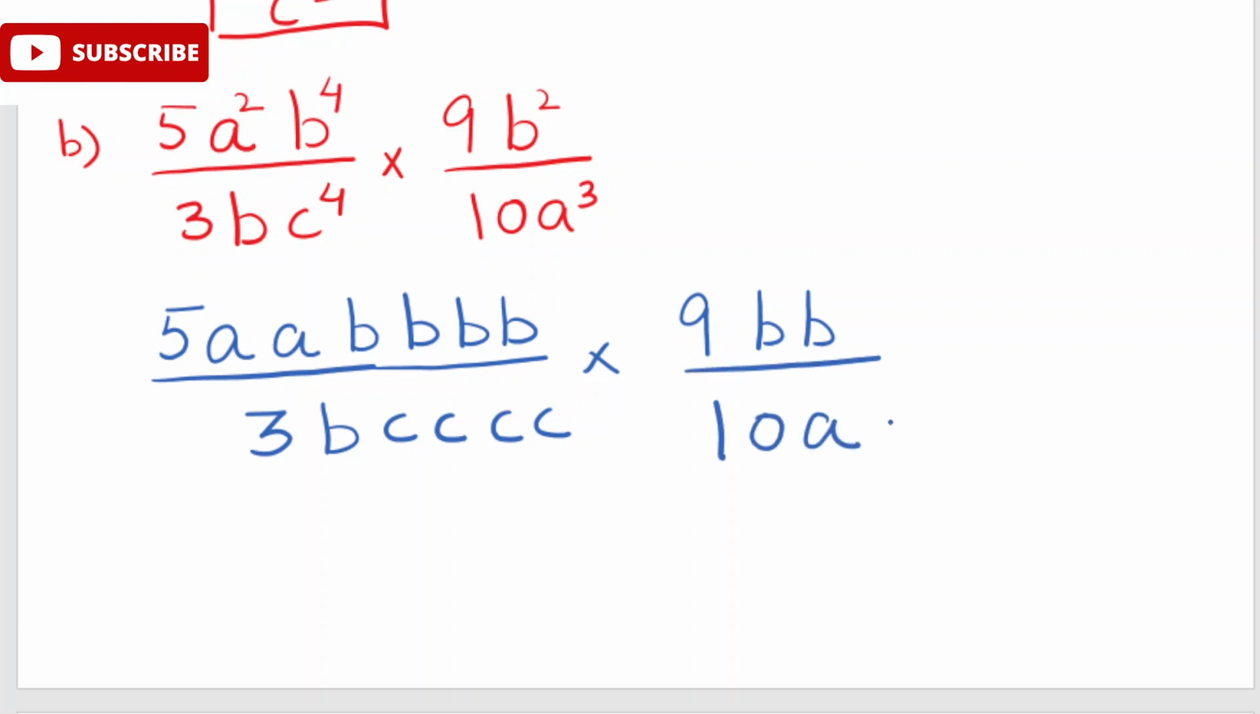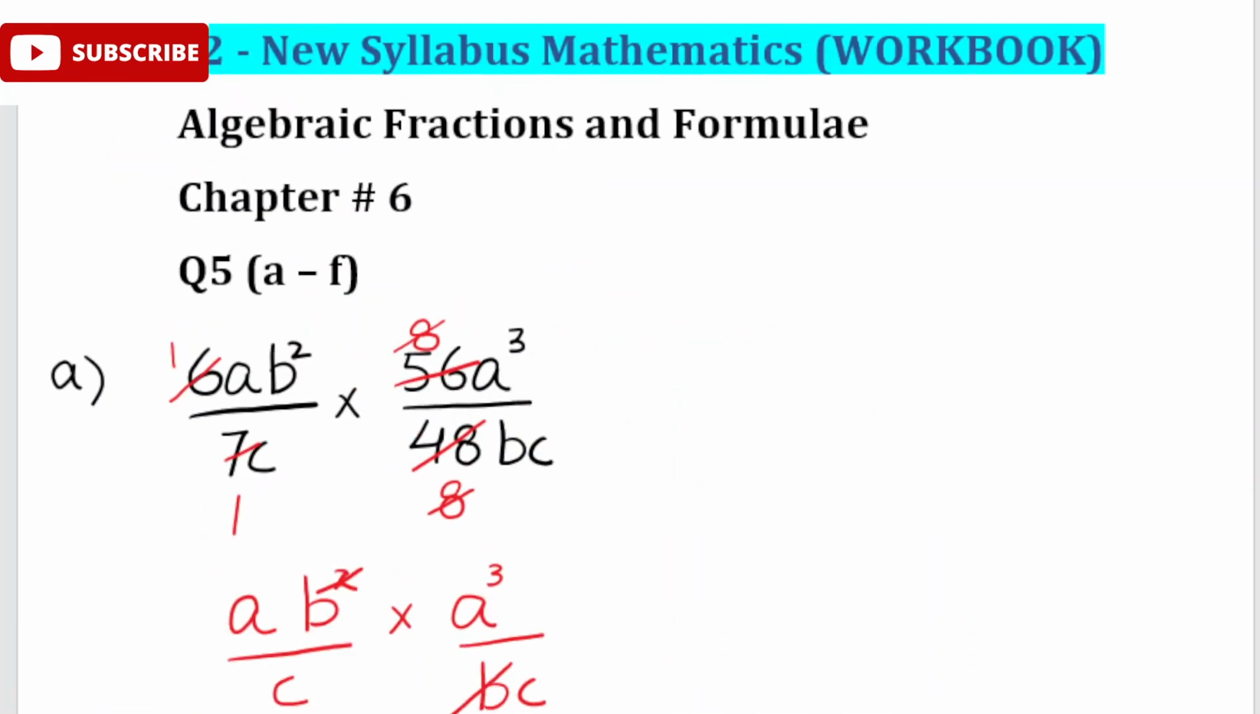Now a and a. Now you need to simplify. 5 ones are 5, 5 twos are 10. Again the same, 3 ones are 3, 3 threes are 9. After that, this a can cancel with this a, and 1b can cancel with 1b. Now the b's are cancelled actually.